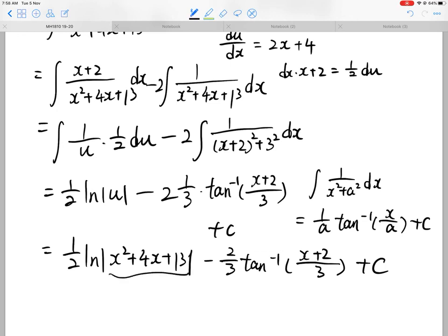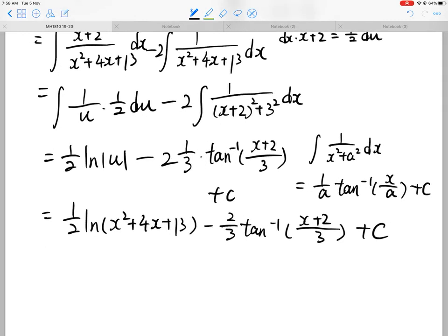And because this part is always greater than 0, right? You can remove the absolute value. You can remove the modulus and leave it like this. Okay.